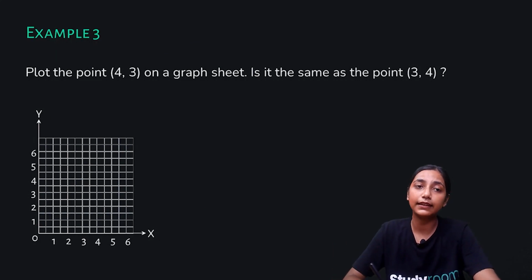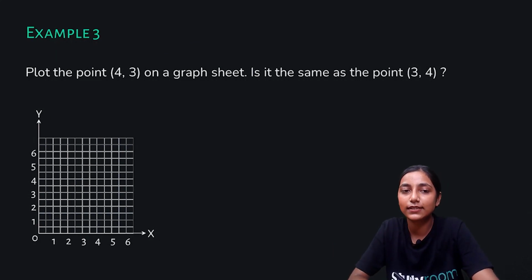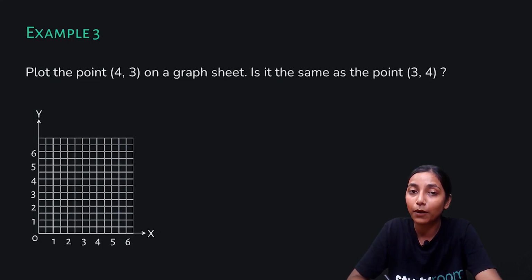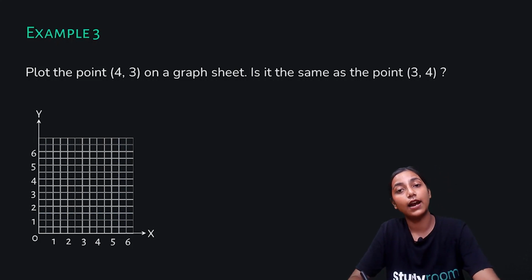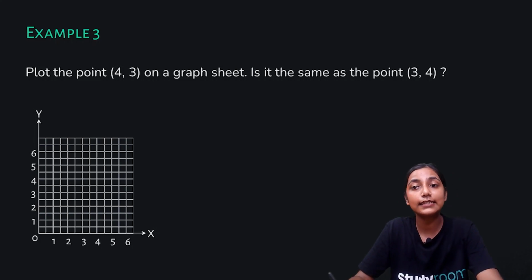In example number 3, we are asked to plot the point 4, 3 on a graph sheet. So we have this graph sheet, and everybody knows this is a graph sheet. First of all we need to plot this point 4, 3 on the graph sheet. Then in the second part we are asked whether this point is the same as the point 3, 4. So we are asked whether 4, 3 is the same as point 3, 4 on this graph sheet.